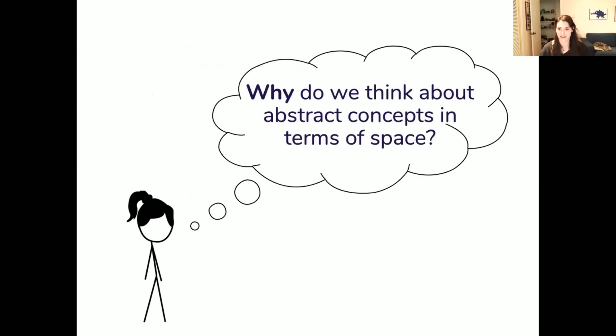The second question that I'm really interested in is, why do we think about abstract concepts in terms of space? So these spatial metaphors and spatial associations are clearly very common, but it's not exactly clear why this is. So in the next part of my talk, I'm going to look at two examples in language learning and memory to try to explain why these types of metaphors might be so common.